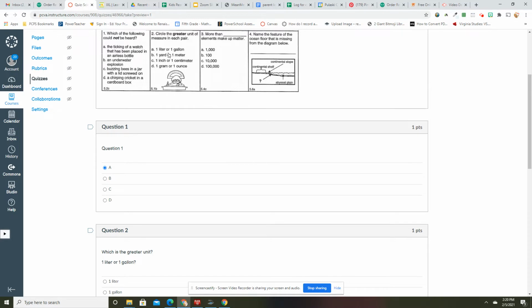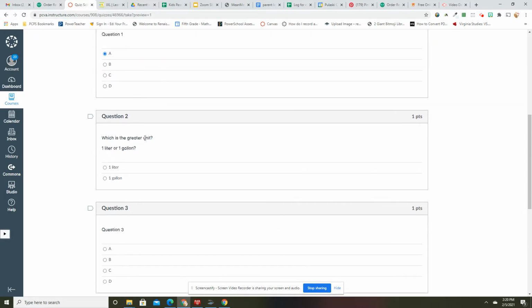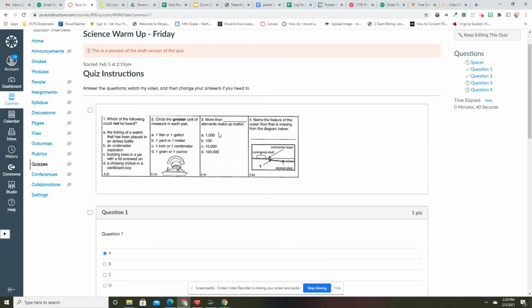All right. So this one, I had to change the question a little bit. Which is the greater unit, a liter or a gallon? A gallon is going to have more capacity. It's going to hold more. So that would be the greater unit.